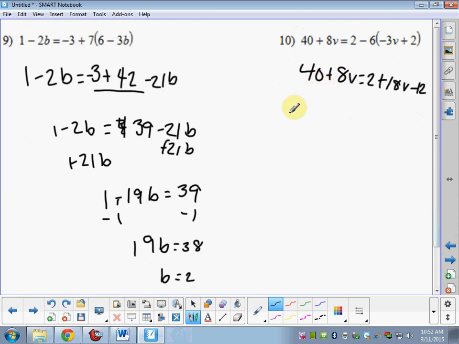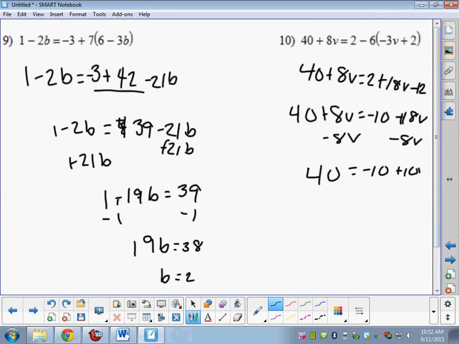From here, I have nothing to combine on the left side, so I bring it back down. On the right side, that 2 and negative 12 need to combine to become a negative 10. And then the 18v comes with it. Now I am going to subtract 8v because I want a positive variable. So I have 40 equals negative 10 plus 10v.